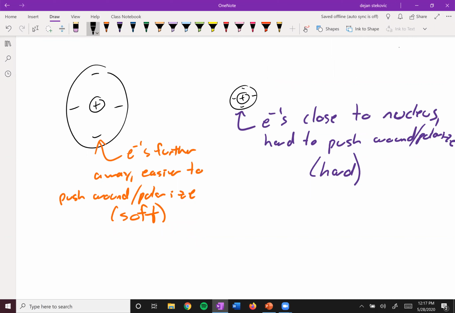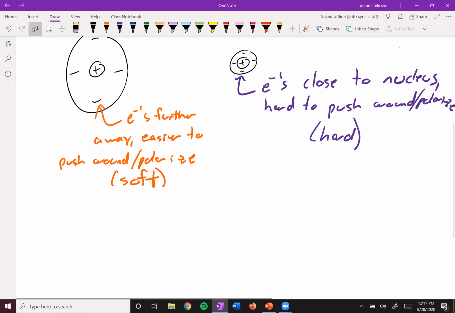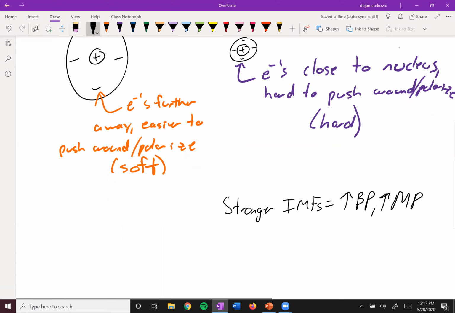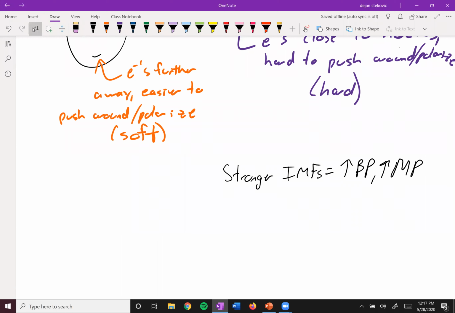If we think about what intermolecular forces in general are doing, they're keeping the solid or the liquid together. So if we have stronger intermolecular forces, then we're going to have higher boiling points and higher melting points, right? It's going to be much harder to break apart these molecules, because it's going to require more energy to break the IMFs. And we need to break the IMFs to turn it into a gas.